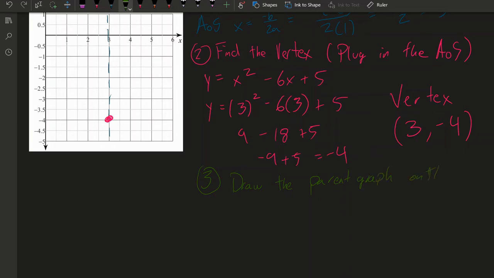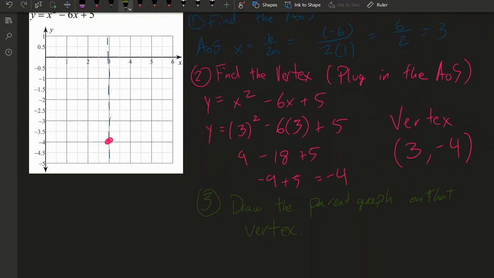On that vertex. So the parent graph is something that we've done a lot. I know that from the vertex, if I go right 1, I'll go up 1. And if I go right 2, I'll go up 1, 2, 3, 4. If I go left 1, I go up 1, and then I go up 4. And there is my graph.